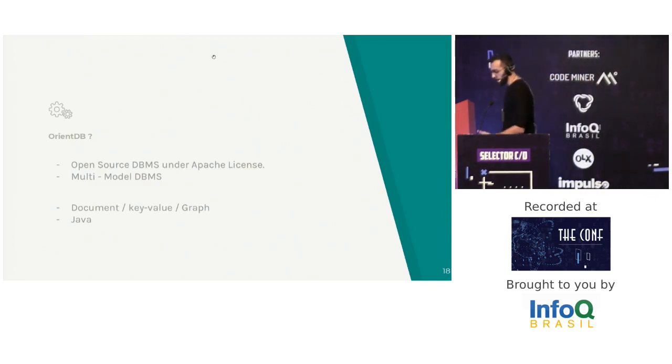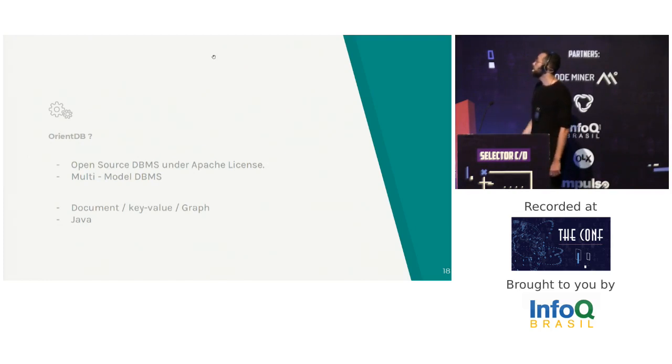Now about OrientDB, it is an open source DBMS under the Apache license, and an interesting fact is that OrientDB is a multi-model DBMS. So it works with document, key value, and graphs. Inside one database, you can work with three kinds of data structures. You can store your data as a document, as a key value pair, and as a graph. And this is really good because you have flexibility. You can work with graphs when you have complex relationships inside your data, and you can work with key value if it makes sense for your problem. So it gives you a lot of flexibility.